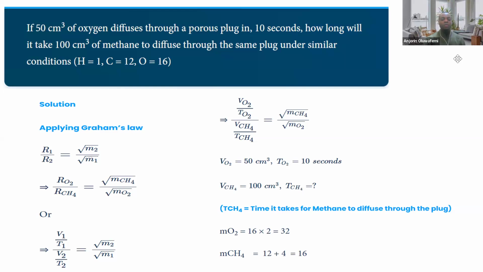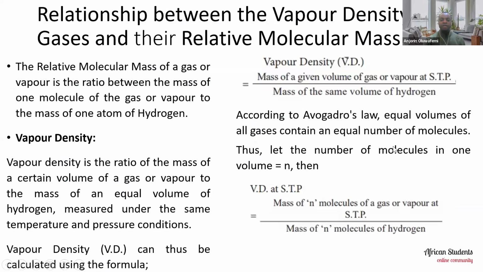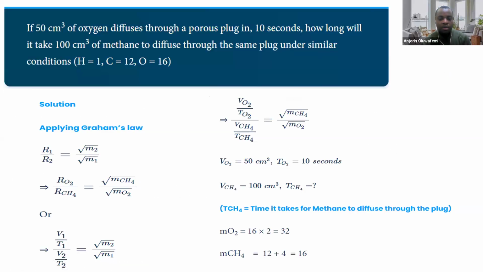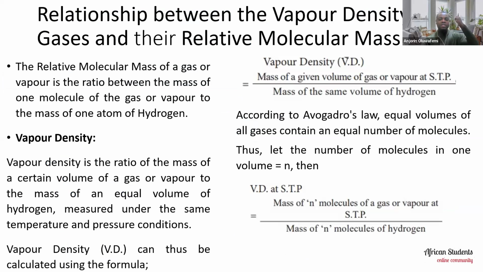Okay. All right. So the next thing that is very important is to be able to establish a relationship between vapor density of gases and their relative molecular mass. We said that the relative molecular mass of a gas or vapor is the ratio between the mass of one molecule of the gas or vapor to the mass of one atom of hydrogen. That's what the relative molecular mass is. Then vapor density, on the other hand, is the ratio of the mass of a certain volume of gas or vapor to the mass of an equal volume of hydrogen.